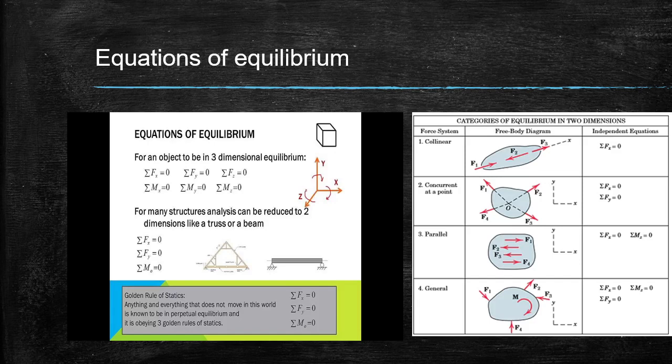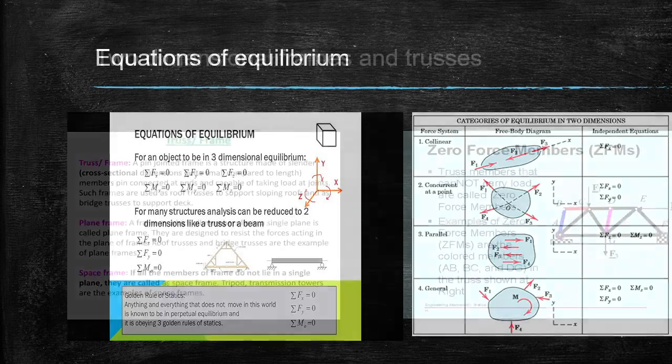Then there are some categories of equilibrium in two dimensions: collinear, concurrent at a point, parallel, and general. What is collinear? When forces act along the same line. Concurrent: when we extend the forces, they meet at a point. Parallel: the forces are parallel to each other. And general means we have force and moment acting on a body.